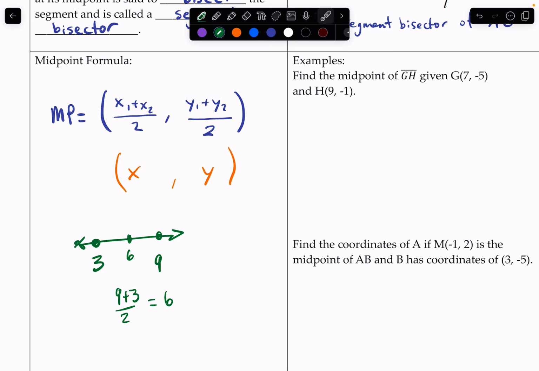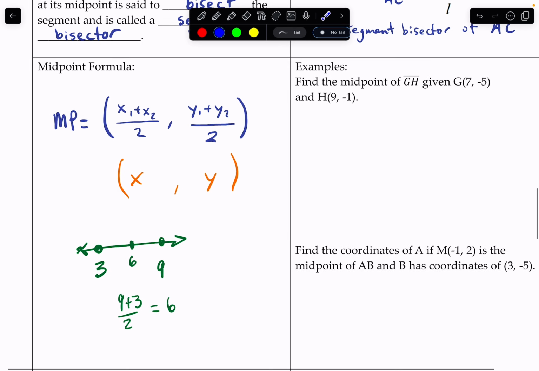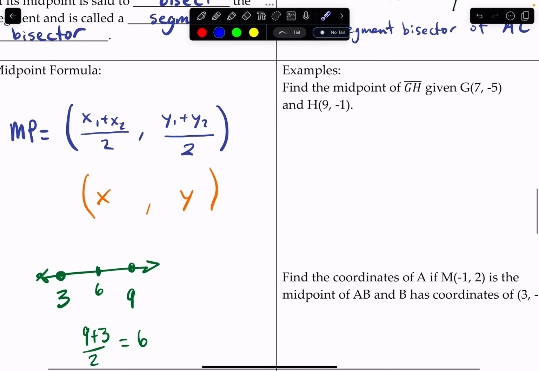So that's what this does. This takes these two X values, finds the average of them, takes the two Y values, finds the average of them, and gives you an ordered pair that represents the exact midpoint between two given coordinates. So let's say that we have the coordinates 7, -5, and 9, -1. We're going to find the midpoint of the segment that starts and ends at these two points. So let's call this x1 and y1. Let's call this x2 and y2, and let's just plug into the formula.